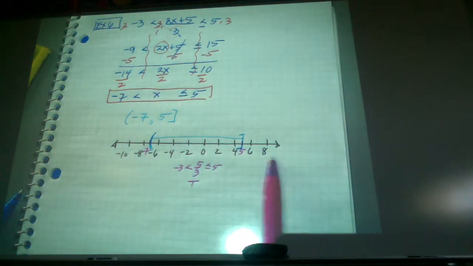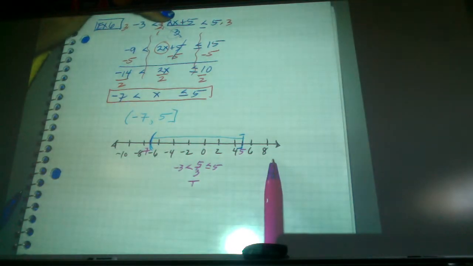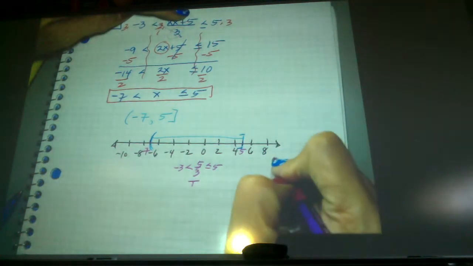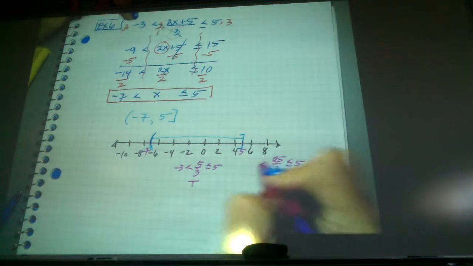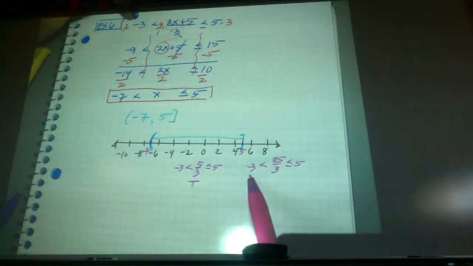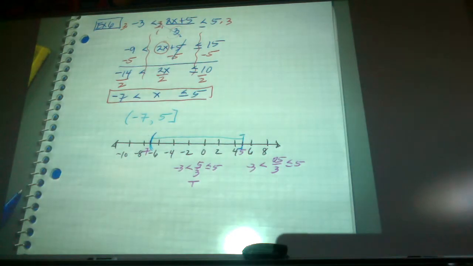Choose any number to your right. I'm going to choose 10. It's easy to work with. So if I choose 10 on the right, I should come out false. I've got 10 times 2 is 20, plus 5 is 25. So that would give me 25/3 less than or equal to 5, greater than negative 3. Well, it's definitely greater than a negative, so that's true, but both have to be true for there to be a line there. 25/3 is what mixed number? 8 and 1/3. So that's not less than 5. That's false. So it makes sense that there's no line there.